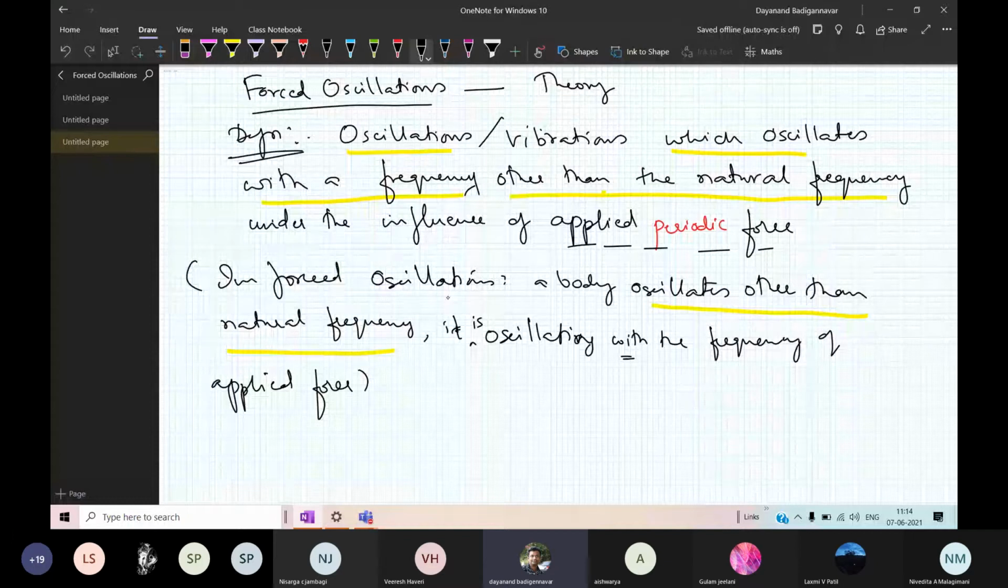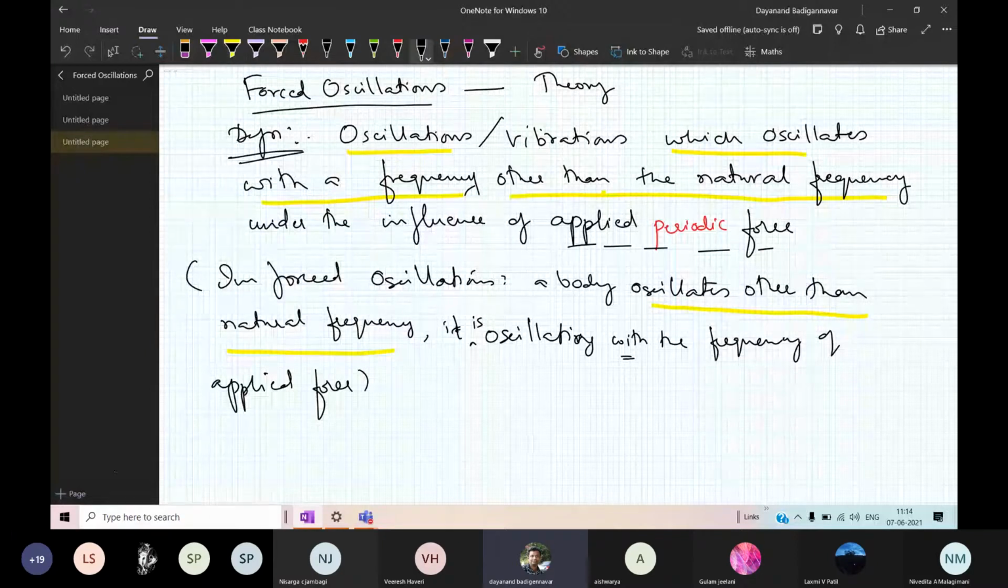So hope you have taken down the definition. What is a forced oscillation? A forced oscillation is an oscillation in which a body vibrates with a frequency other than the natural frequency under the influence of applied force. In forced oscillation, a body oscillates other than the natural frequency. It is oscillating with the frequency of applied force.